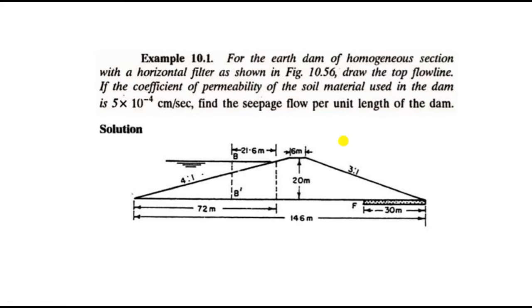Now here is a practice example for you. For an earthen dam of a homogeneous section with horizontal filter as shown in the figure, we have to draw the top flow line. The top flow line means the phreatic line. The coefficient of permeability of soil used in the dam is 5 into 10 raised to minus 4 meter per second, and we have to find the seepage flow per unit length of dam. Any method you can use to draw the phreatic line.